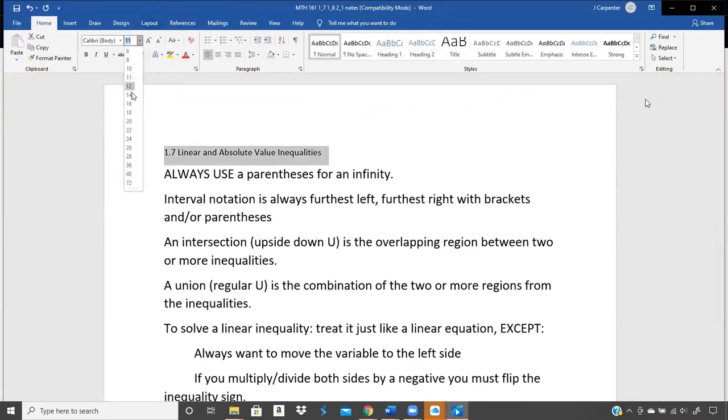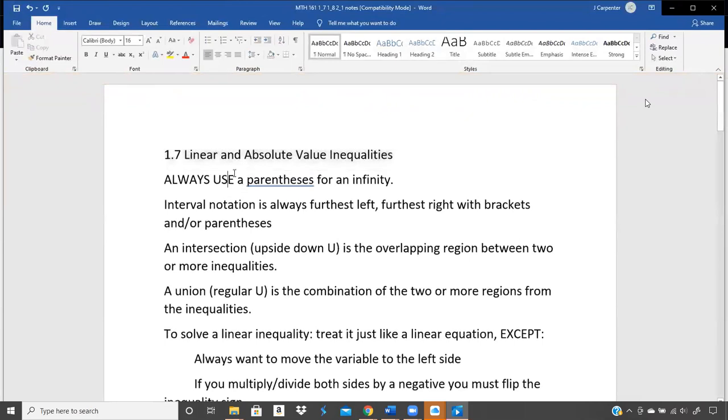1.7, I don't know why that's the smallest font. That's weird. Linear and absolute value inequalities. Linear and absolute value inequalities.